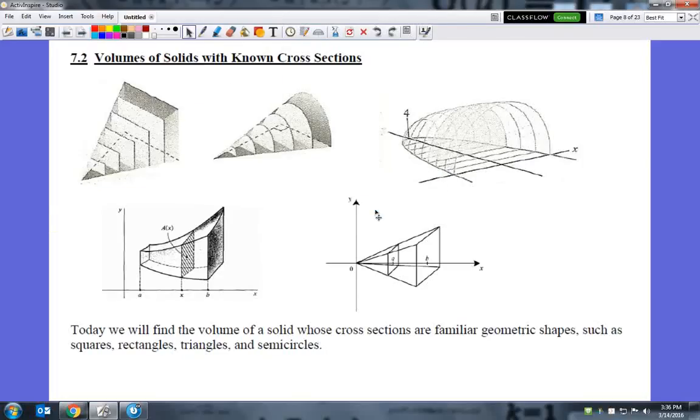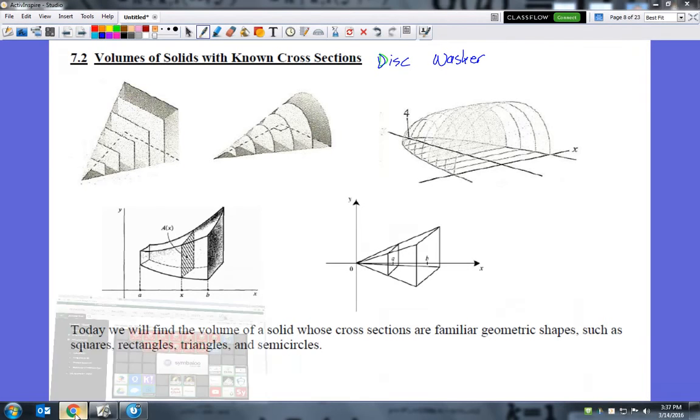Okay, so in this puzzle we will be looking at volumes of solids with known cross sections. We will be looking at the disk method, and we will be looking at the washer method. Okay, so a lot is going on in this puzzle. Let's first start off with cross sections.